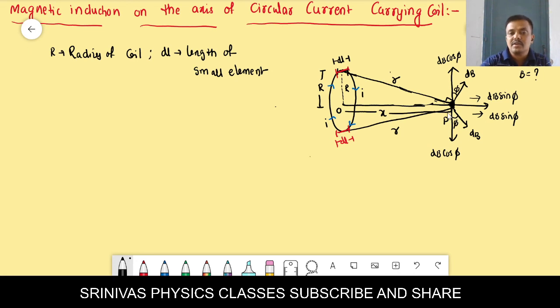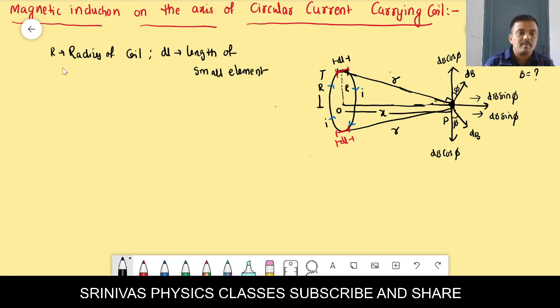Then dB is classified into components. Vertical is dB cos phi and horizontal is dB sin phi. Now what we have to do here: these dB cos phi are in opposite directions, so they will cancel with each other. The dB sin phi components are along the same direction, that's why we have to add the dB sin phi components in order to get the total magnetic induction.